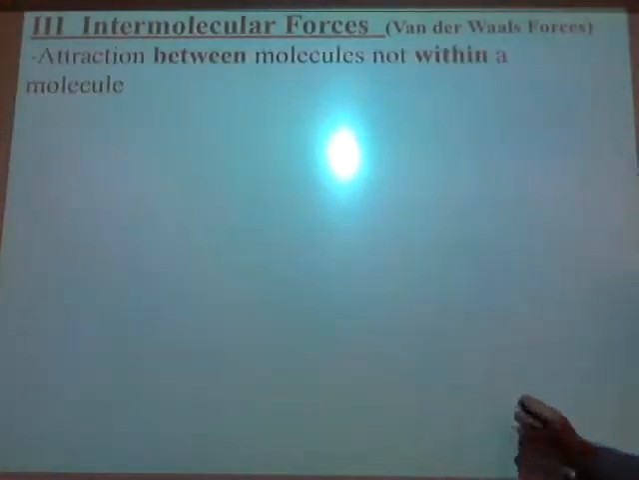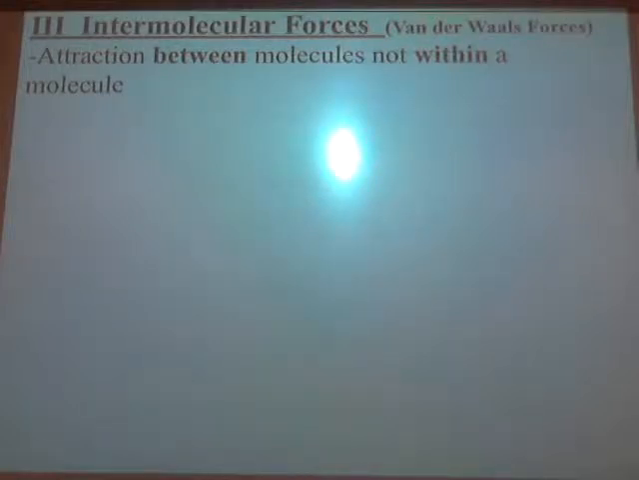Intermolecular forces, or van der Waals forces, are the attraction between molecules, not within a molecule. So the covalent bond, the ionic bond, even the metallic bond you could think of as holding two or more atoms together. What I'm talking about with intermolecular forces are the attractive forces between water molecules or hydrogen molecules. Okay? And there is a big difference.